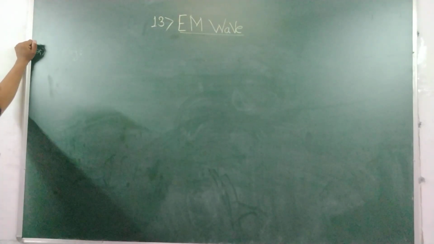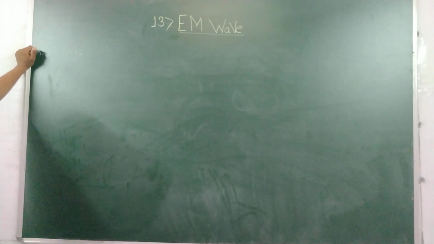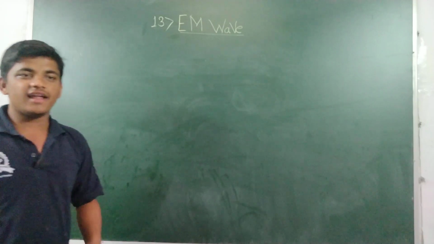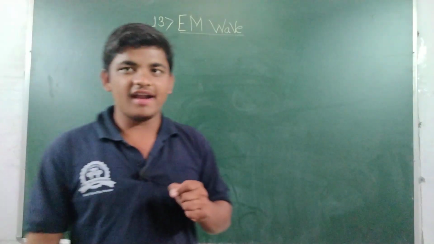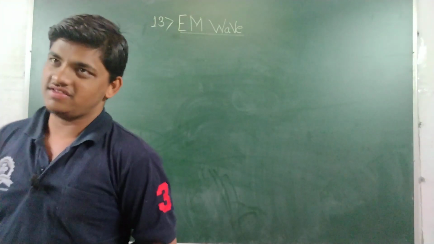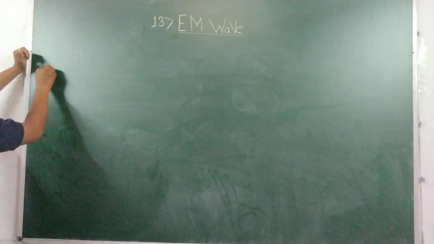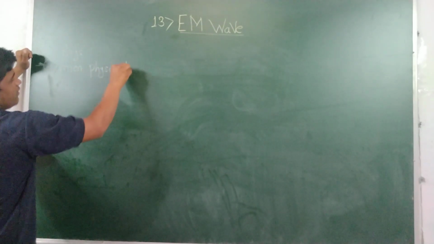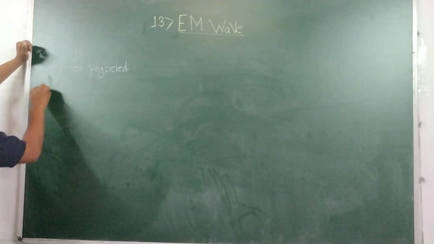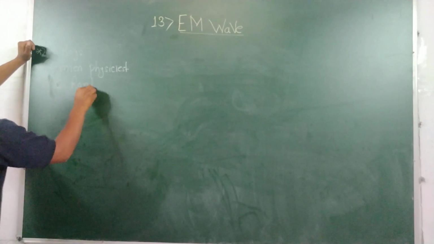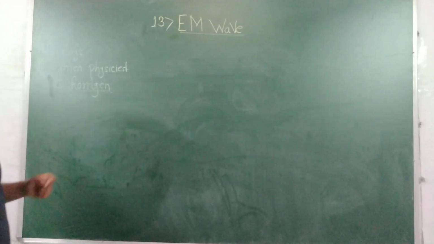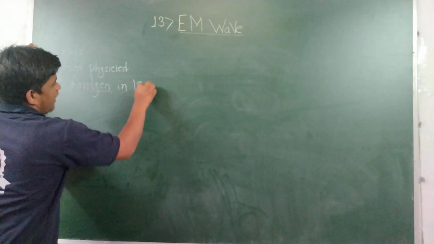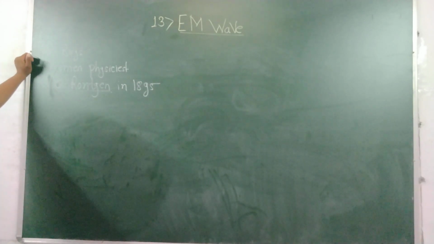As in the previous lectures, we will discuss the properties as well as uses of this electromagnetic wave. One of the scientists, the German physicist W.C. Roentgen, discovered the X-rays in the year 1895 while studying cathode rays. The T will be silent, so you will hear it called Roentgen, but the name of the scientist is W.C. Roentgen, in 1895.